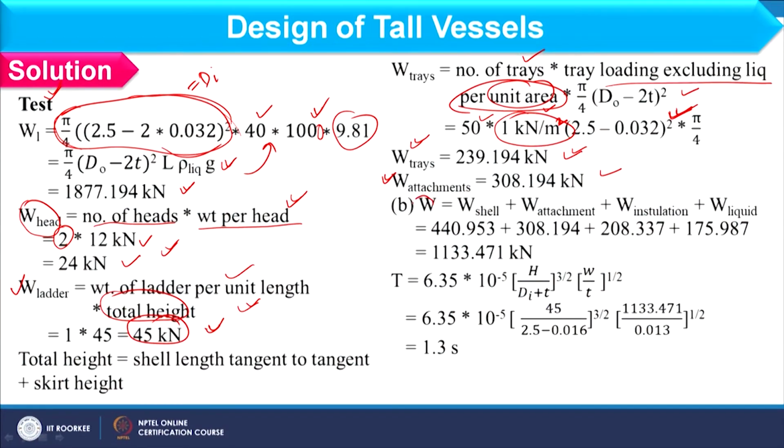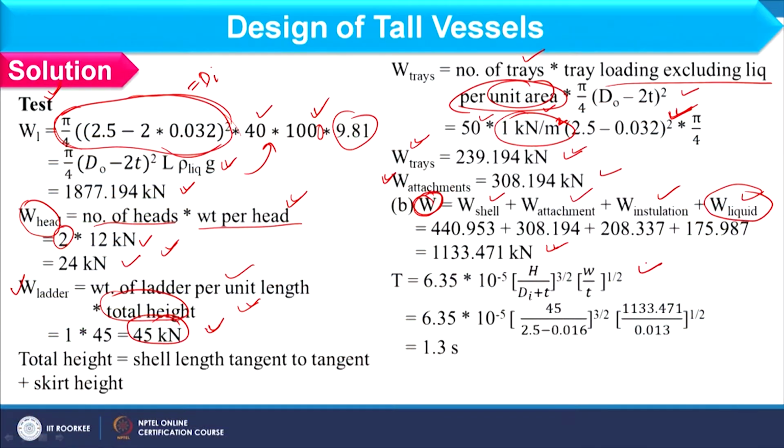Okay. So, in this case the total weight that we consider as the dead load should be the addition of the weight of shell, attachment, insulation and liquid, which is available at operating condition, right. So, the total dead weight is 1133.471 kilonewton.